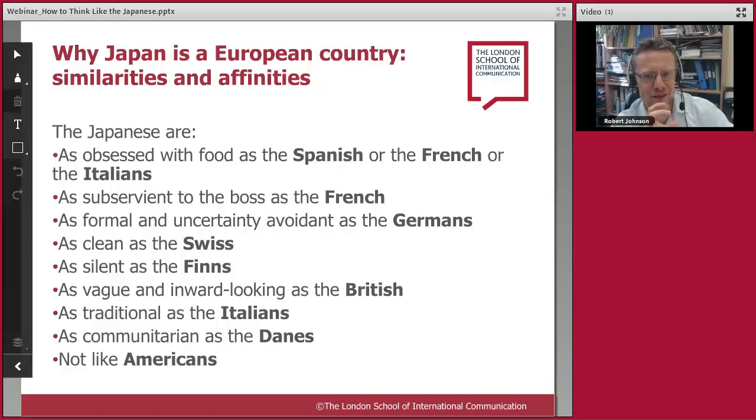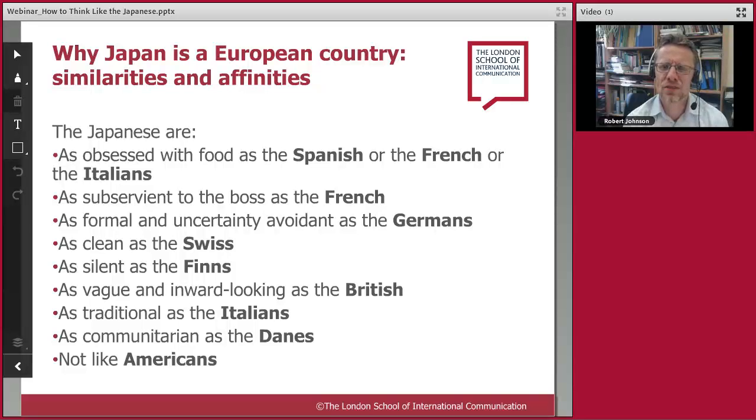So I think in that sense there's an affinity with the Finns. And then we come to the British. Okay, there is a similarity there, and many of you ticked that box. So I think when I went to Japan myself, I felt, of course, first of all, that Japan was a different planet. But the longer I stayed, it felt like there were some interesting similarities in terms of the sort of reserve that people have at times, and yeah, vagueness.